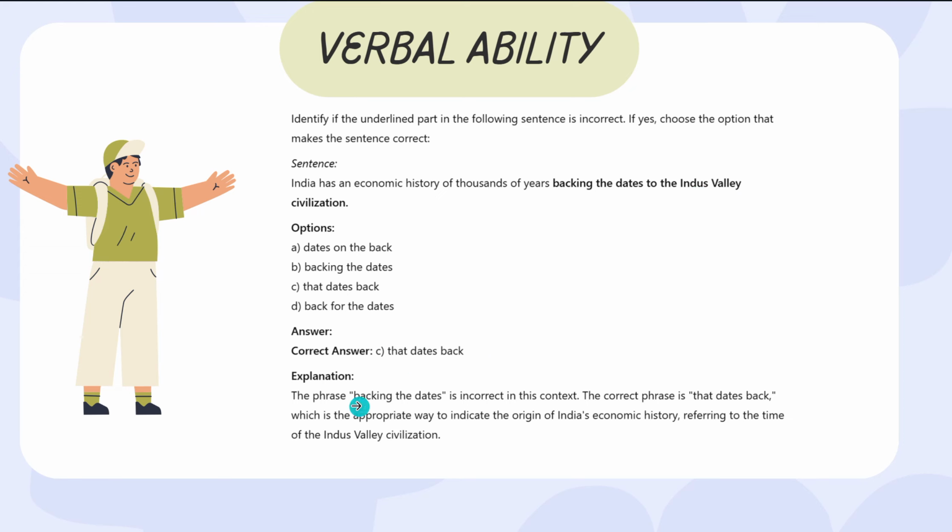The phrase backing the days is incorrect in this context, so the correct phrase is that dates back, which is the appropriate way to indicate the origin of India's economic history, referring to the time of the Indus Valley civilization. Let us move on to the next question. So have a clear idea on phrases and idioms, they are used in these questions also.